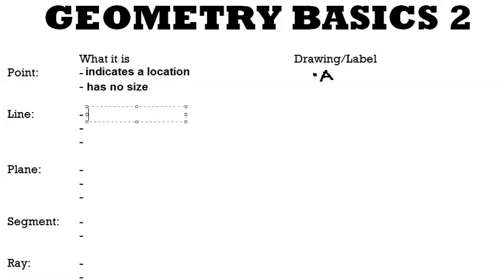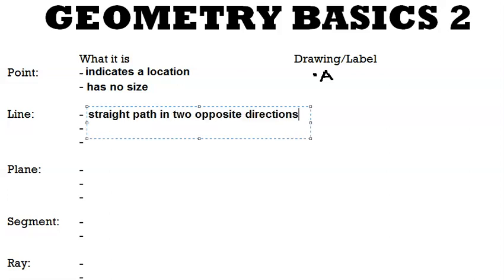When you get to lines, a line is when most people think of it as connecting the points, but really it's just a straight path in two opposite directions. Okay, so let me move that up there. And just like a point has no size, a line has no thickness.